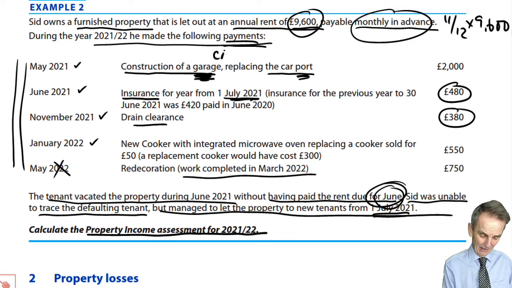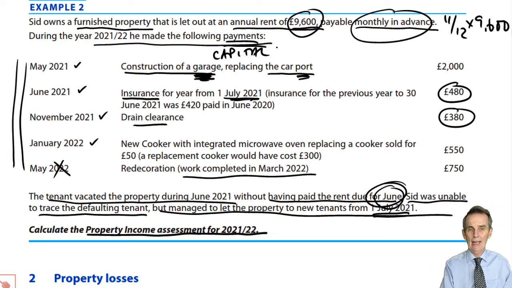It is therefore capital expenditure, and that means that it would not be allowable against the property income for the tax year in which you paid that particular amount. Instead, when eventually you come to sell this property, one of the allowable costs to deduct from your sales proceeds to establish the otherwise chargeable gain that would be subjected to CGT will be that construction cost, that capital cost of £2,000.